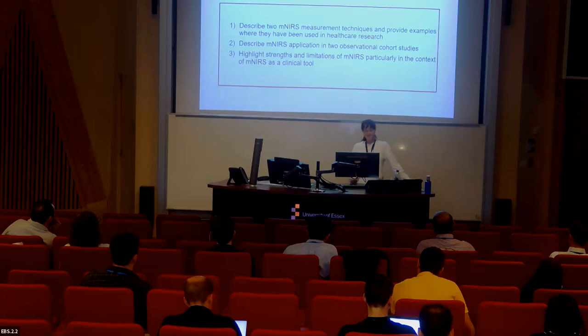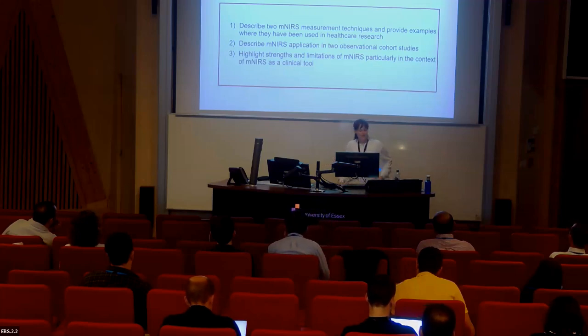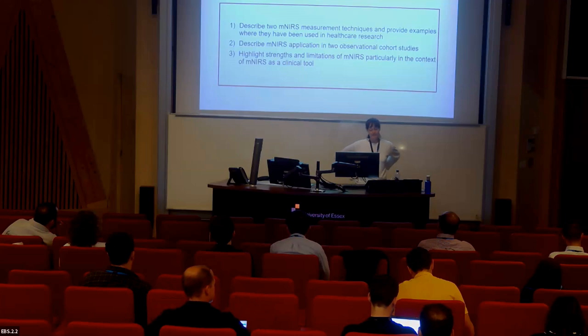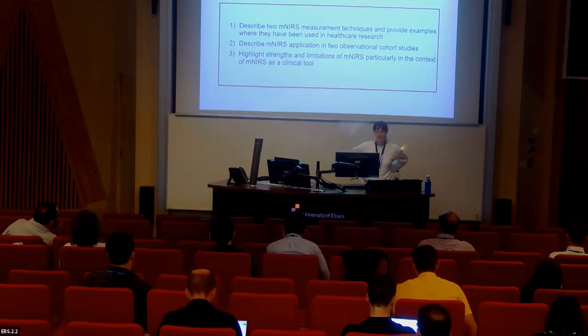So my aims for today really are threefold. First of all, to describe two mNIRS measurement techniques and provide examples where they've been used in healthcare research. And secondly, to describe mNIRS application in two observational cohort studies. So this is a little niche, and this is what I've done, and I'm excited to share with you. And then finally, I'll just highlight some strengths and limitations of mNIRS, particularly in the context of mNIRS as a clinical tool. I think these limitations are probably across the board, so hopefully applicable to everybody.